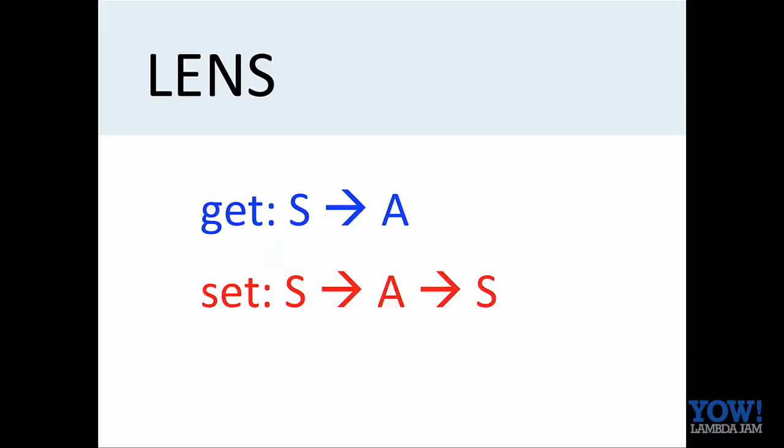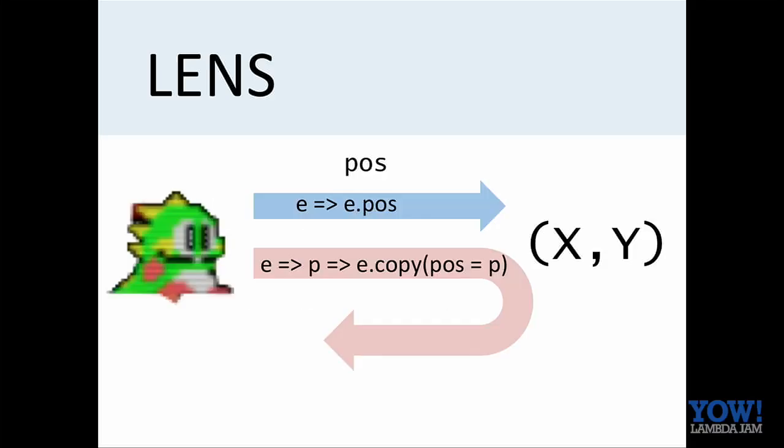So I'll start with the idea of a lens. A lens is just a pair of functions, a getter and a setter. But our setter is not mutating anything. The setter is producing a new version of the structure, given the new value you want to set. So in our example, there's a function that gets the position from the player, but the so-called setter is in fact just copying the player with the new thing inside it.